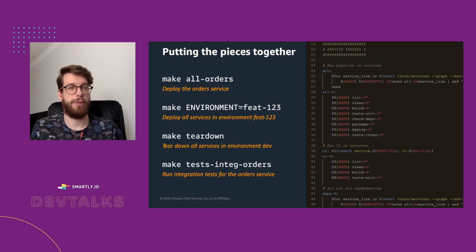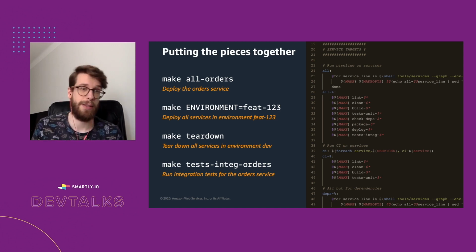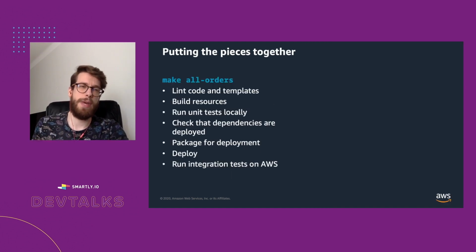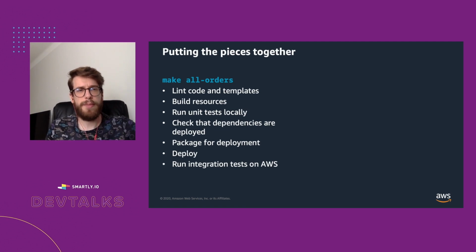And then I can also do very specific tasks, such as running the integration test on the order service, for example. And so if we zoom a bit into this make all order piece, it does a few things under the hood. So it first starts by linting the code and templates, making sure there's no stylistic mistake.